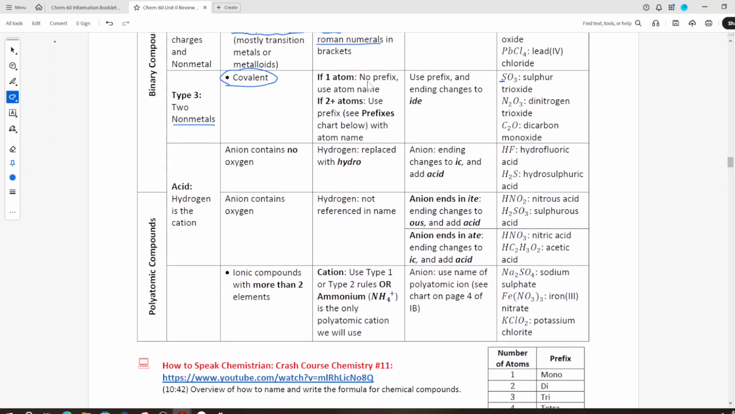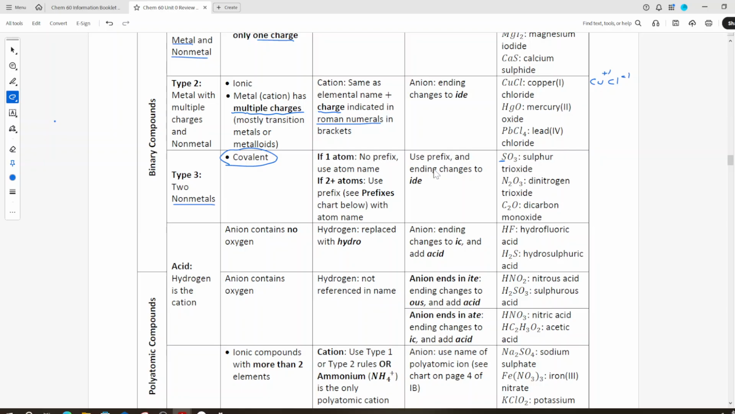Okay? And then if you are the second element or the anion, then you use the prefix all the time, so even the mono, and then your ending also changes to "ide." So for example, if you look at SO3, it's sulfur because there's one of them and we don't put the mono, and then trioxide. This would be dinitrogen trioxide. This would be dicarbon monoxide. So if you have one of the second element, you have to put the mon or the mono.